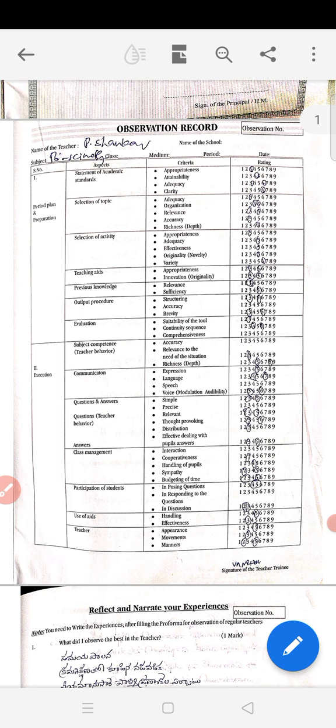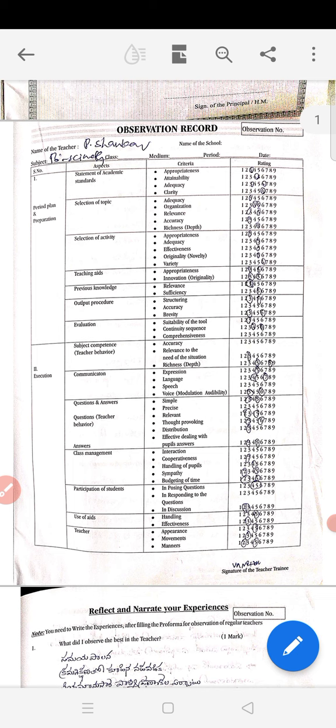Try to give ratings of 6, 7, 8, 9. That is the right way of giving a rating. And the next one is clarity: how those academic standards are written in a clarified manner. Here also you are going to give a rating.